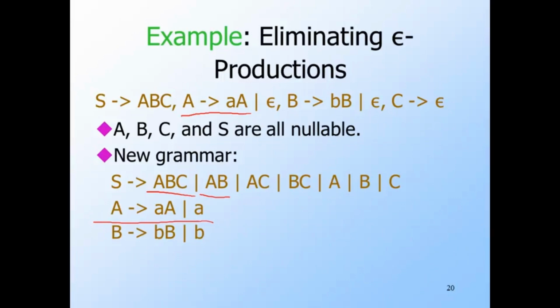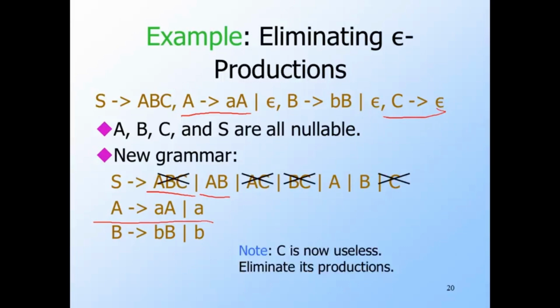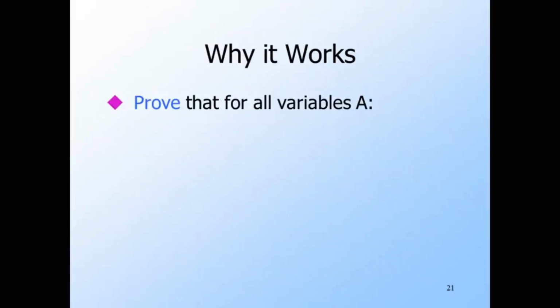However, for C we cannot use the C goes to epsilon production. So in the new grammar, C has no production. That means that in the new grammar, although not in the old grammar, C is useless and must be eliminated. That forces us to eliminate all productions with C in the body, and we are done.